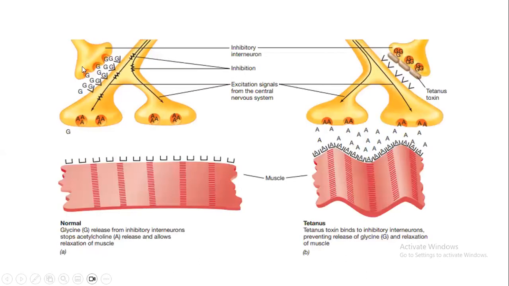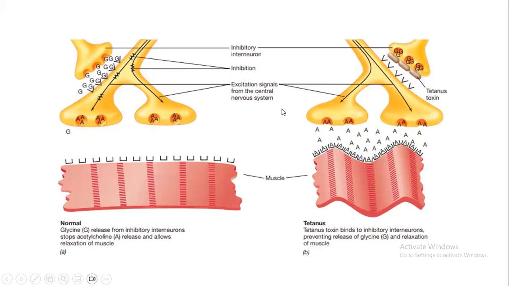We also have a diagrammatic representation of how this toxin acts. Acetylcholine is secreted by the motor neurons, and to stop the secretion of acetylcholine, we have glycine molecules that are secreted by the inhibitory interneurons. When the glycine is released, further release of acetylcholine is inhibited or stopped, and hence muscle relaxation will take place. So this happens in a normal case.